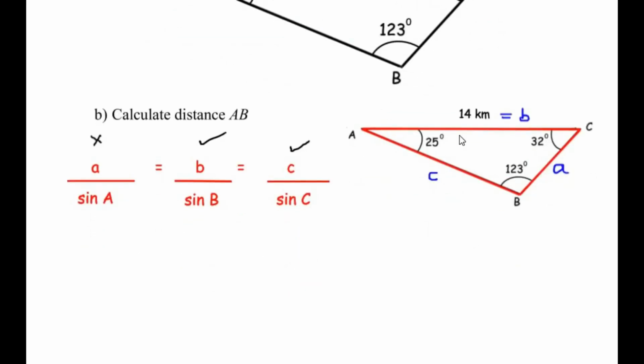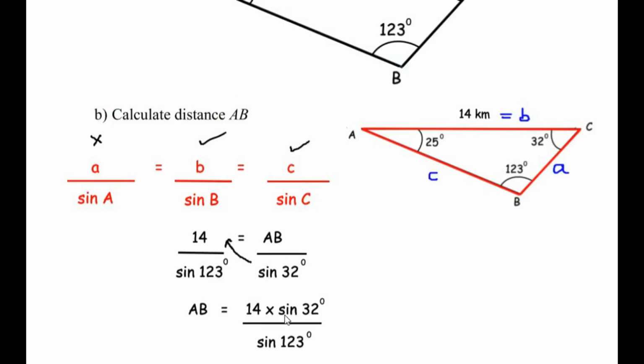Now let us plug in the values, that is side B is given as 14 and sine of angle B, that is sine of 123 degree, is equal to side C, the length of side AB, divided by sine C, that is sine of angle 32 degree. Now we are going to cross multiply sine 32 with 14 over sine 123 and we are going to write AB as 14 times sine 32 degree over sine 123.